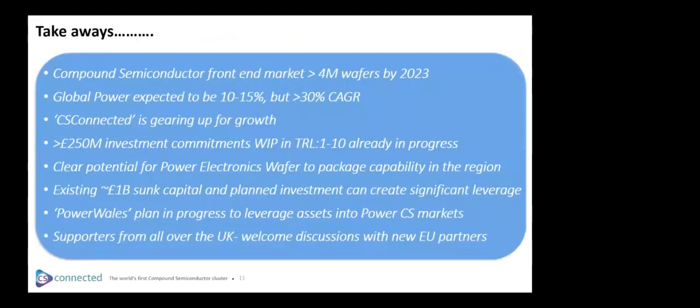So the takeaways of today's introduction: the compound semiconductor front-end market is worth about 4 million wafers a year by 2023. The global power market is expected to be 10 to 15% of that, but with high growth at 30% compound annual growth rates. CS Connected, as a regional cluster entity, is gearing up for growth to address this market.